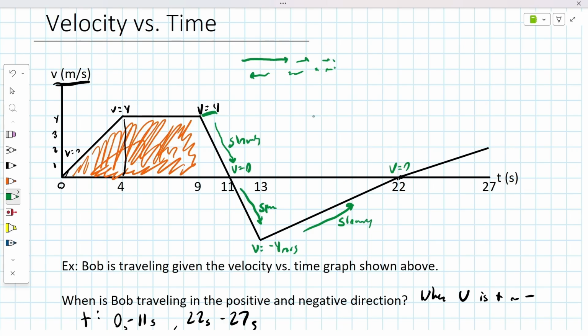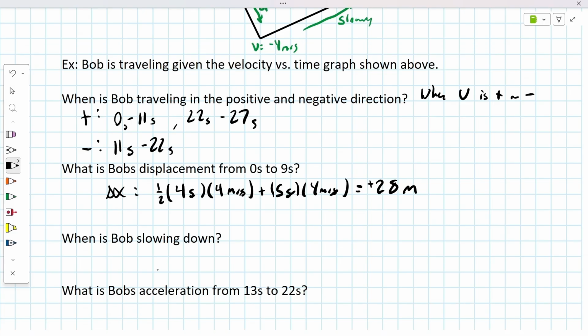As a rule of thumb, it'll be slowing down if it's going towards the x-axis, and if it's going away from the x-axis, then it's speeding up. So it's slowing down from 9 to 11 and from 13 to 22. I'll just write that in: 9 seconds to 11 seconds, and 13 seconds to 22 seconds.